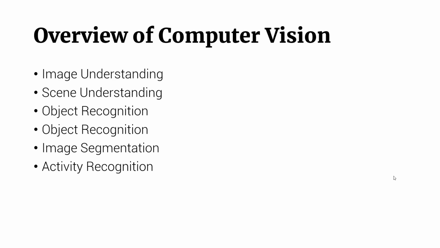Okay, so let us continue our discussion on computer vision. When we say computer vision, it is a field of artificial intelligence that's focused on enabling machines to interpret and understand visual information from the real world.